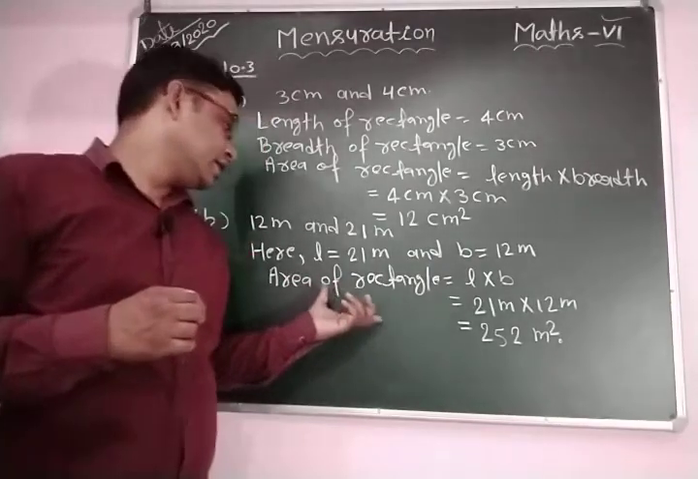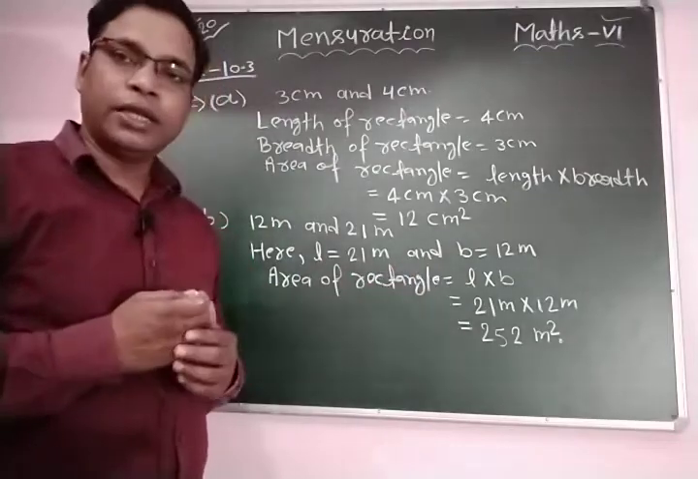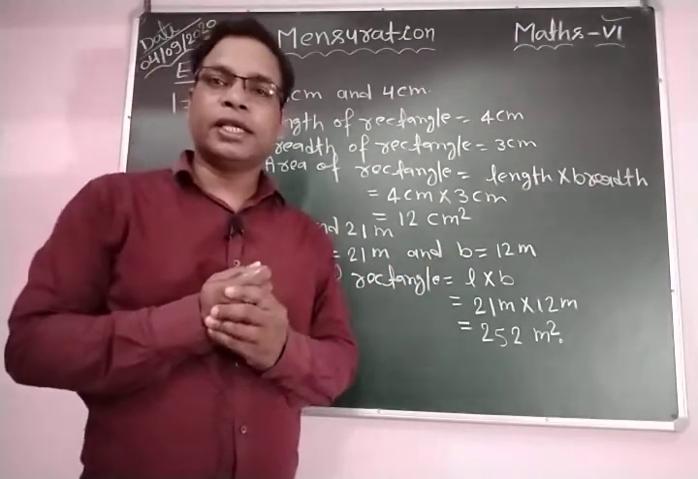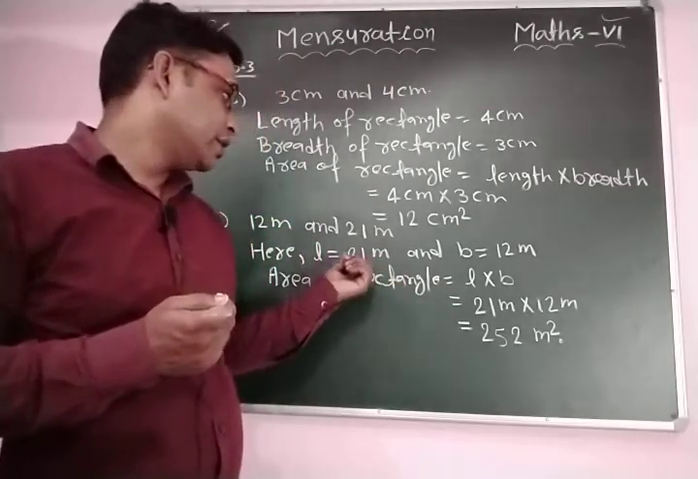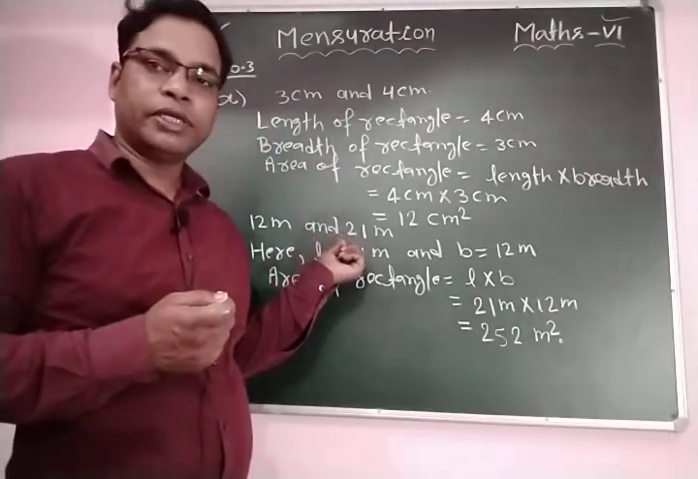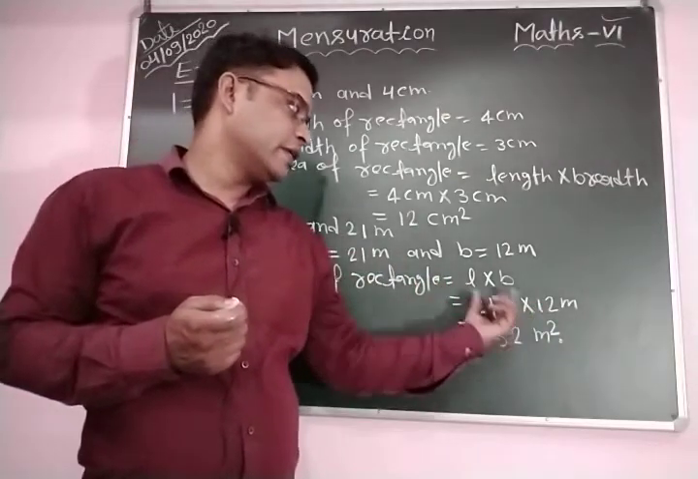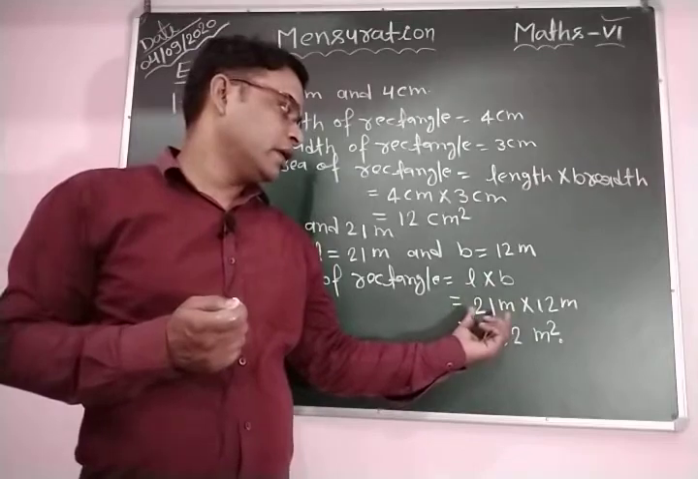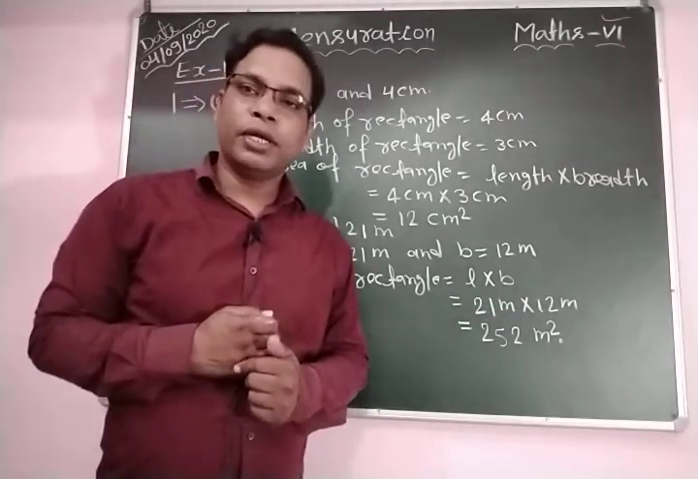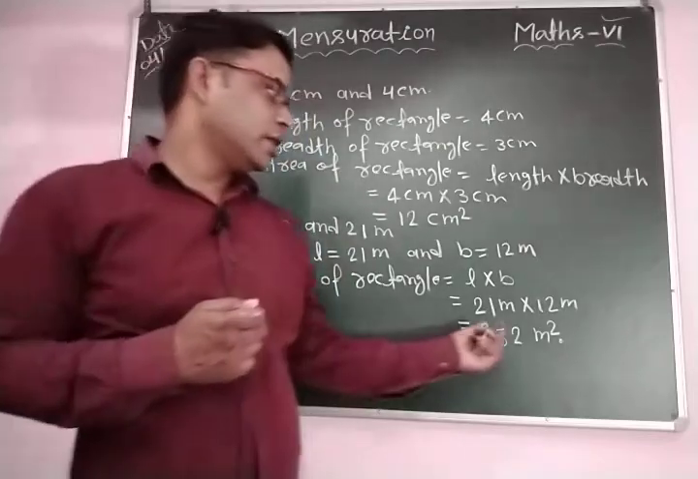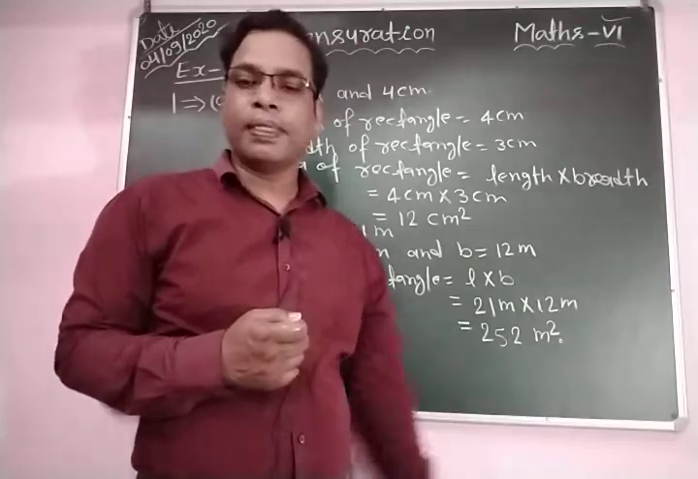So in this way you can see here you find the area of a rectangle. Area of rectangle is equal to L into B, where L represents length and B represents breadth of the rectangle, and the length and breadth are given here, 21 meters and 12 meters. So we put the values of L and B in this formula, then we obtain 21 meter into 12 meter, which is equal to 252 meter square. Meter into meter is meter power 2, or you can say meter square.